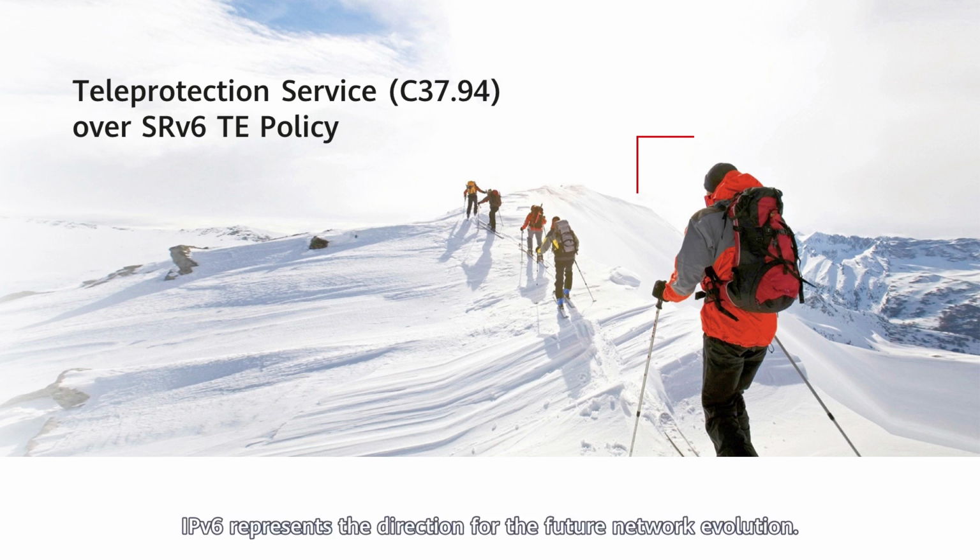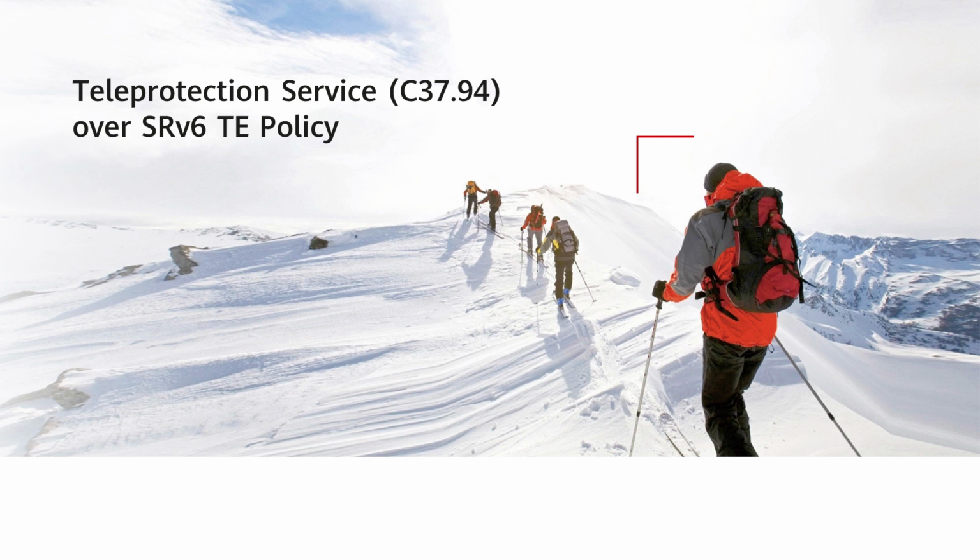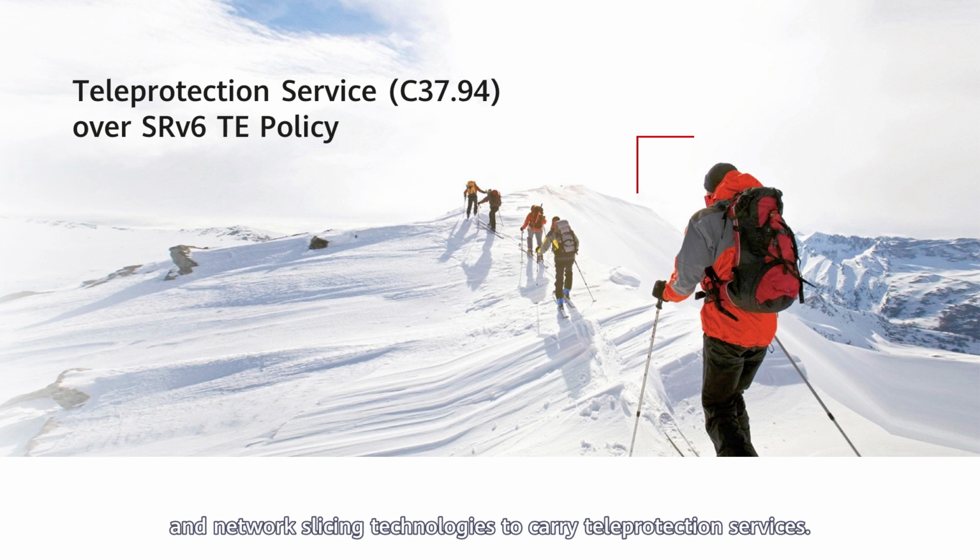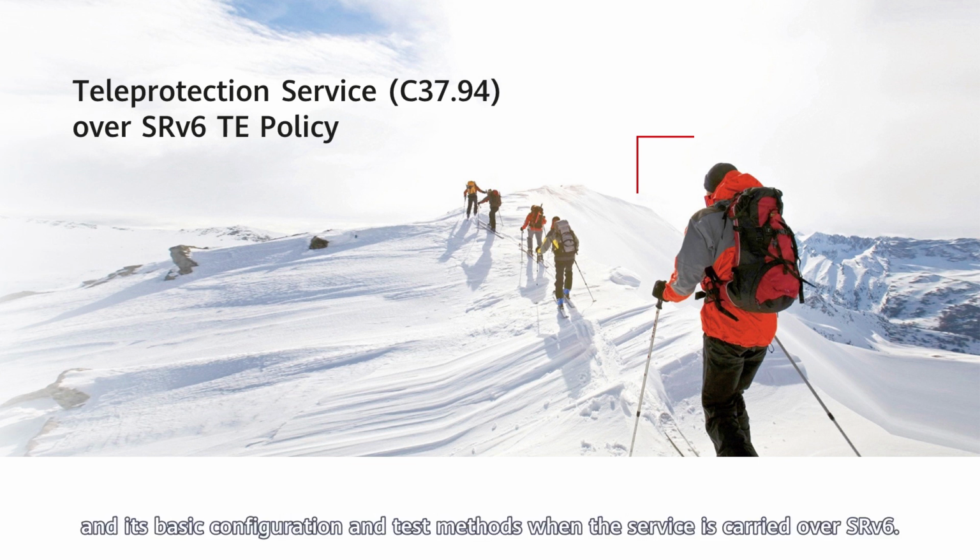IPv6 represents the direction for the future network evolution. SRv6, as an important IPv6 technology, has been widely recognized in the industry. For the electric power industry, Huawei provides a solution that uses SRv6 and network slicing technologies to carry teleprotection services. In this video, we will learn about the application of teleprotection service C37.94 and its basic configuration and test methods when the service is carried over SRv6.